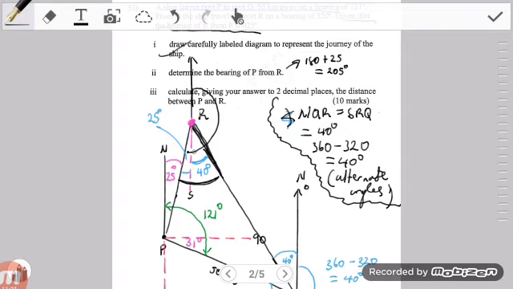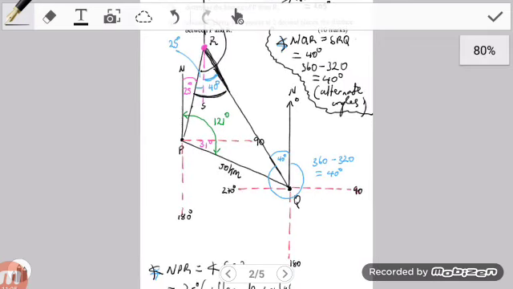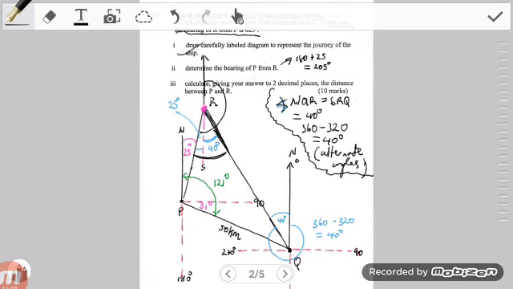Okay, we'll move on next now to finding, giving your answer to two decimal places, the distance between P and R. And this is R.